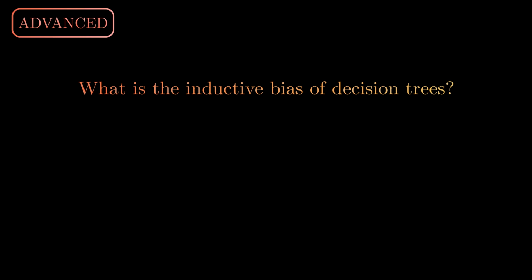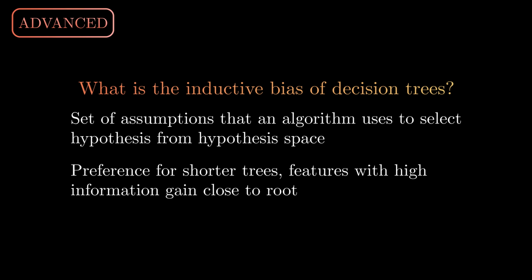Next question. What is the inductive bias of decision trees? An inductive bias is a set of assumptions that a machine learning algorithm uses to make predictions about new data based on what it learned from training data. It influences how it selects a hypothesis, which is a possible explanation or model, from the hypothesis space, which is a set of all possible hypotheses, that best fits the training data. The inductive bias of decision trees is the preference for shorter trees with fewer splits, and for the trees that place features with high information gain close to the root.